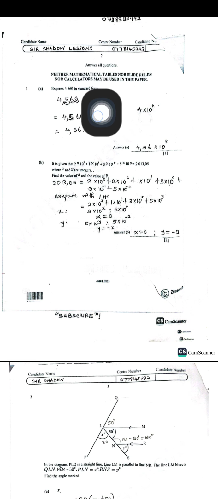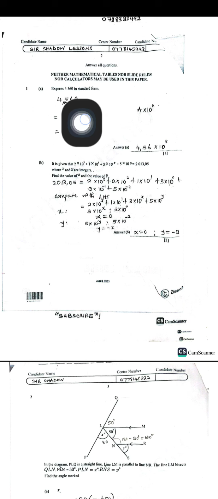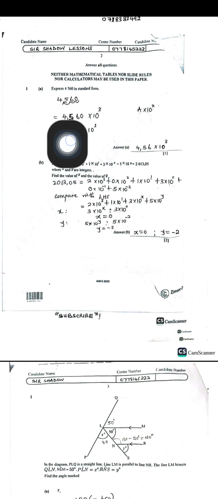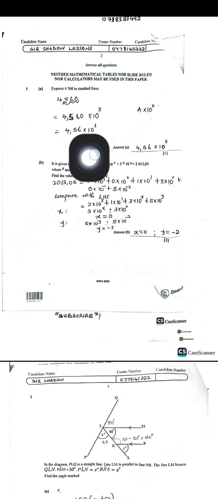Why? Because we are moving from right to the left. Let's move the decimal point from where it is here: 4, 5, 6, 0, we have the decimal point, 0, 0, and so on. So let's move the decimal point 1, 2 here, 3 here, right? So the solution becomes 4.56 times 10 to the power of 3. Remember, the power becomes positive because you are moving from right to left.